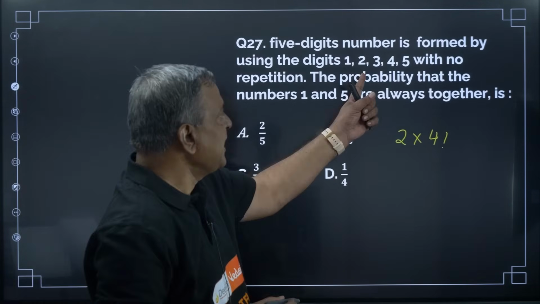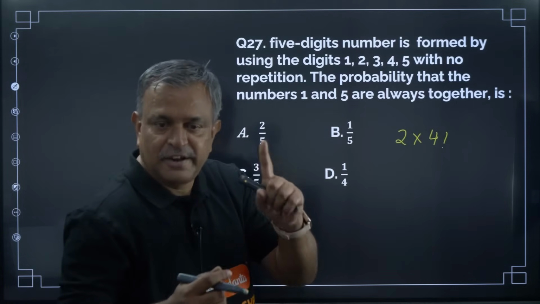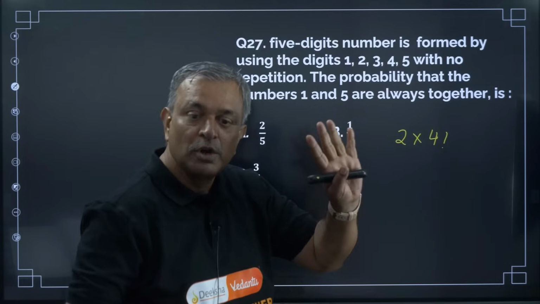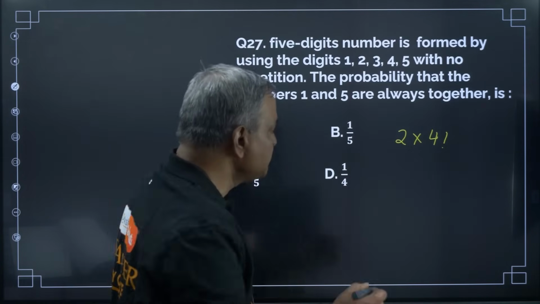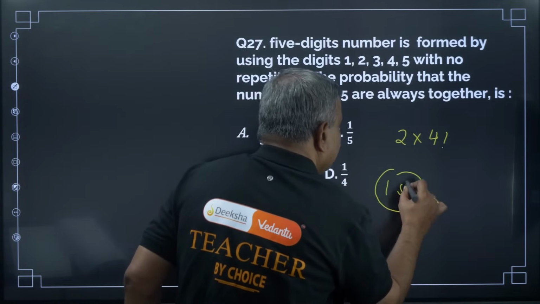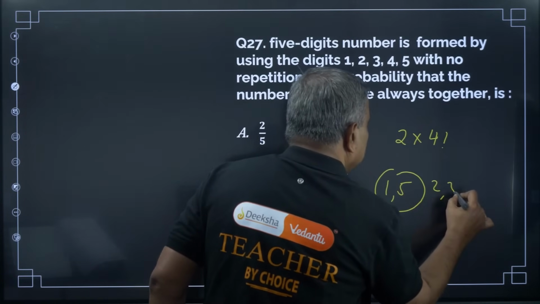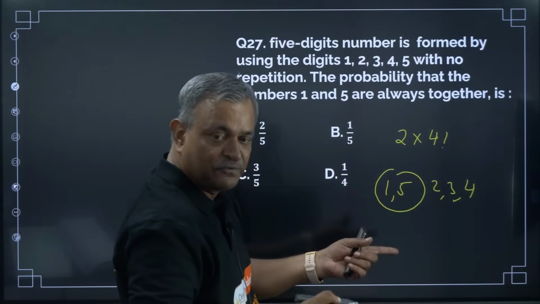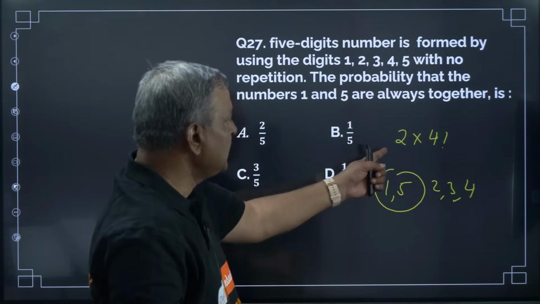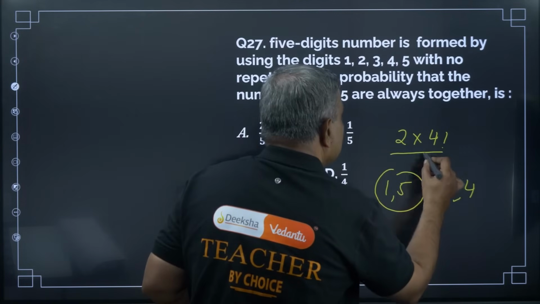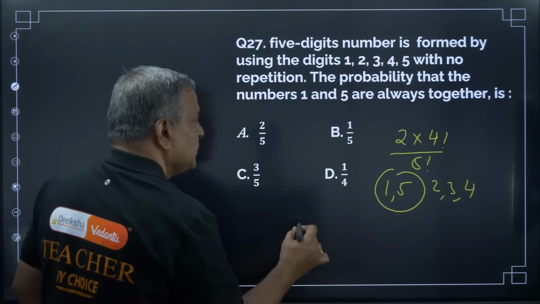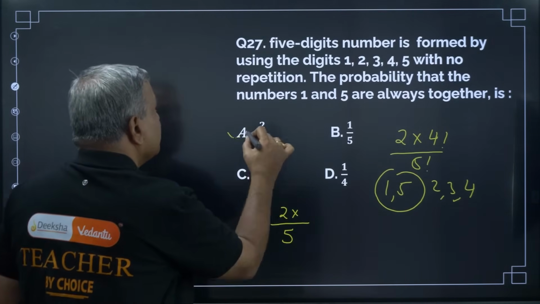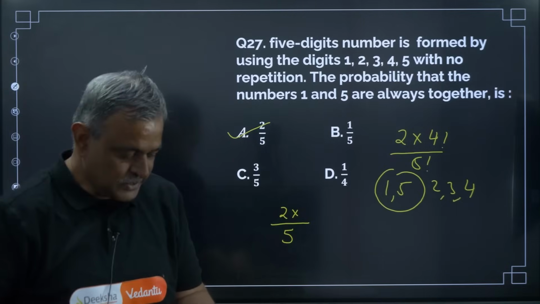Because if you take 1 and 5, you tie it up. It is 1. Remaining 3 numbers are there. So 3 numbers plus 1 will give you 4 numbers. 4 numbers can be arranged. 1 and 5 you tied it, and remaining are 2, 3, 4. So this is 3 plus 1, 4 factorial. 1, 5, 5, 1: so 2 possibilities are there, 2 into 4 factorial. Total arrangements are 5 factorial. So we get 2 by 5. 2 by 5 option is correct.